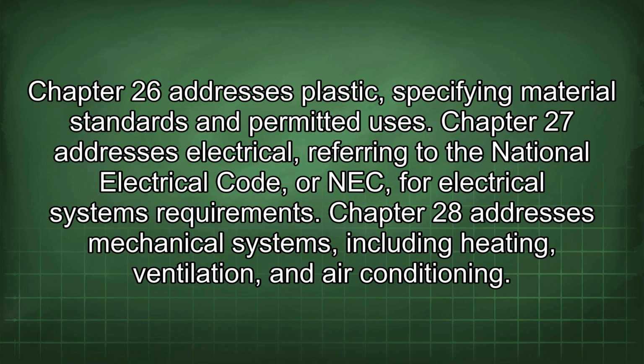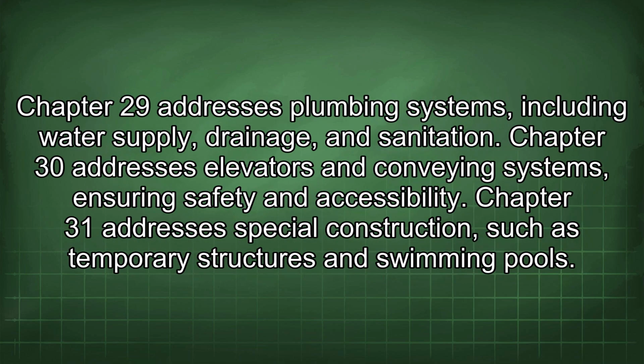Chapter 27 addresses electrical, referring to the National Electrical Code, or NEC, for electrical systems requirements. Chapter 28 addresses mechanical systems, including heating, ventilation, and air conditioning. Chapter 29 addresses plumbing systems, including water supply, drainage, and sanitation.